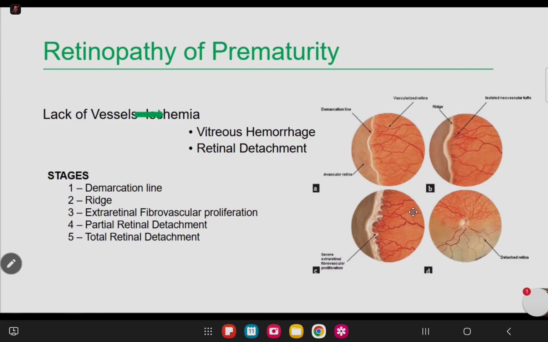Stage 4 is partial. There's a partial retinal detachment, and stage 5 is a total retinal detachment. All of the retina is detached from the eye.